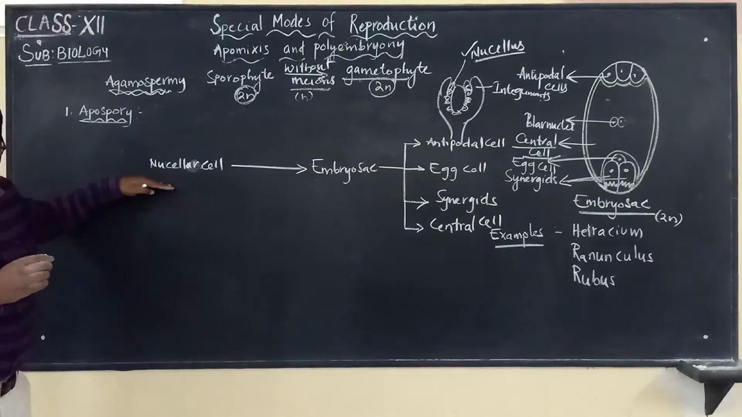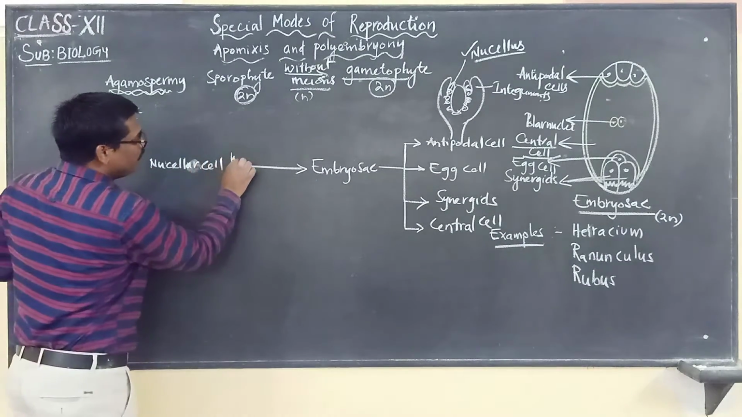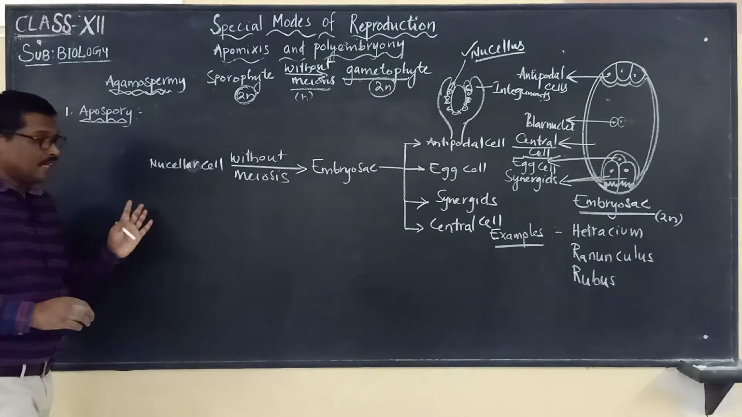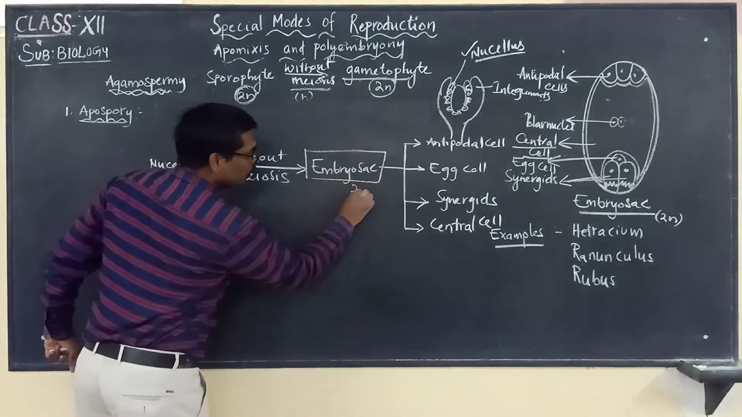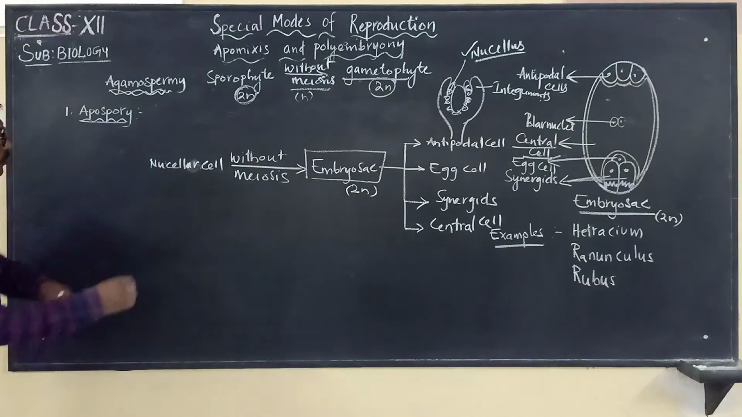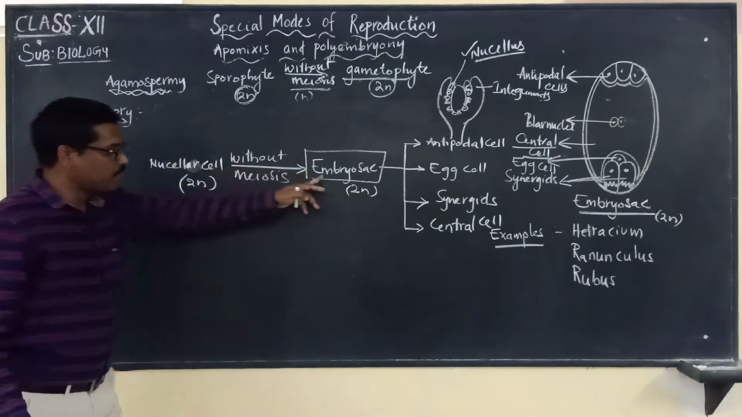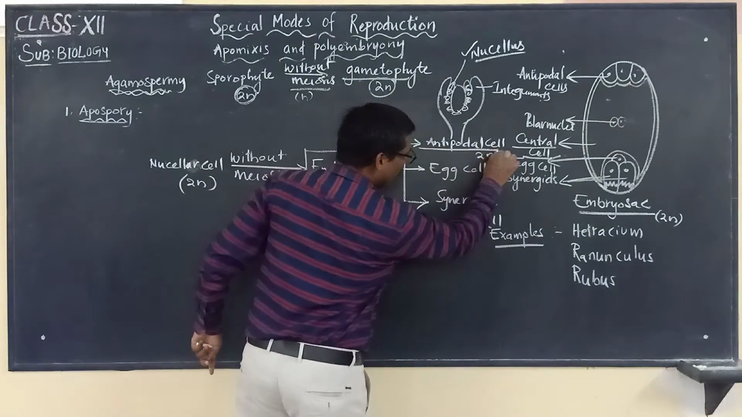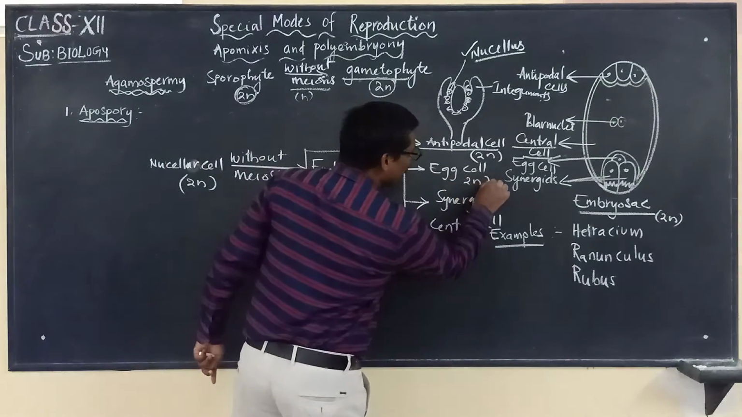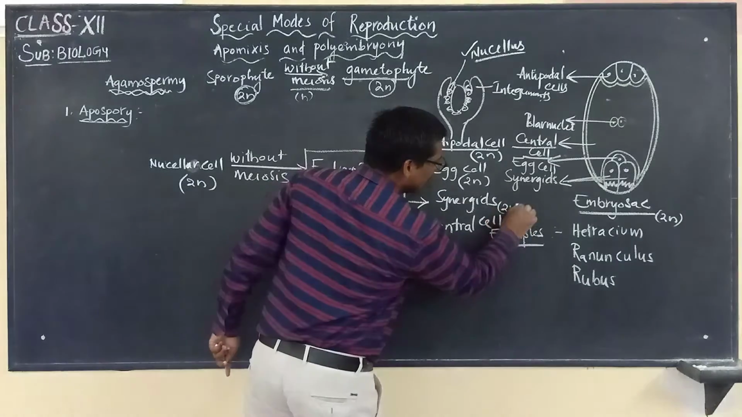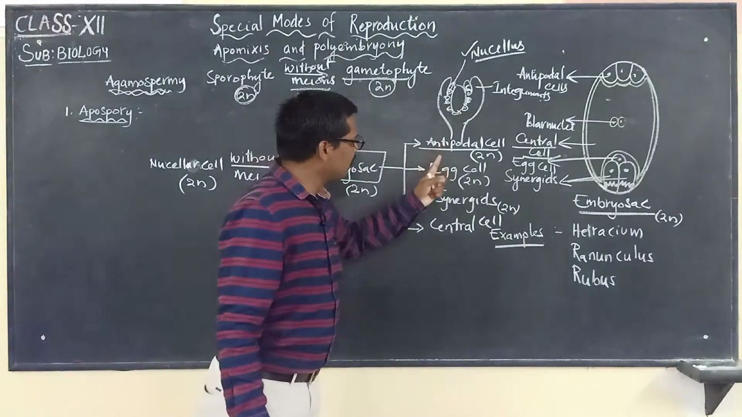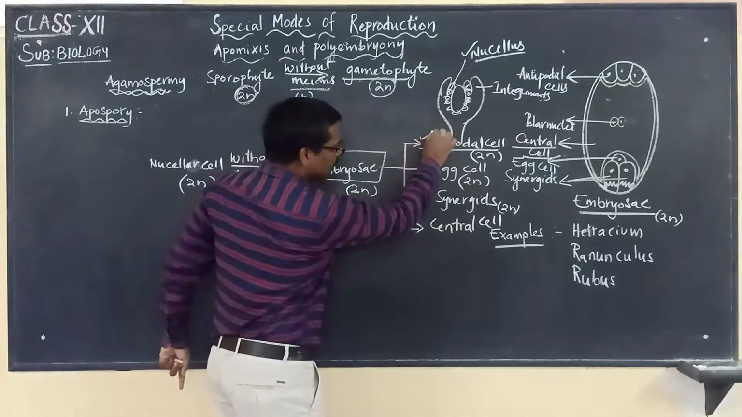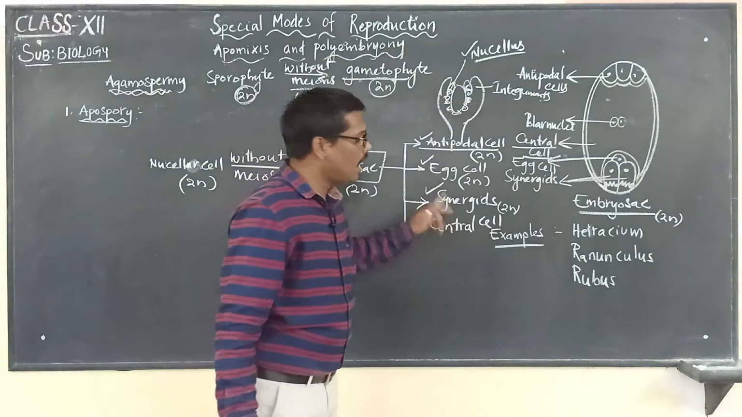When a nucellar cell without meiosis develops into embryo sac. It is diploid embryo sac now. Formed from what? Diploid nucellar cell. Embryo sac. And this embryo sac is also having the antipodal cells which are diploid, egg cell which is also a diploid, synergids which is also a diploid. Mainly these three, antipodal cells, egg cell and synergids, they are all what? They are diploid. Antipodal, egg cell and synergids, all these three are diploid.